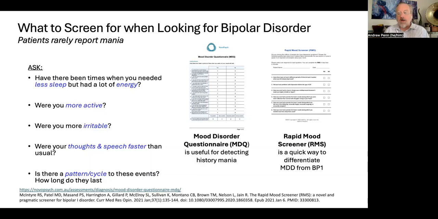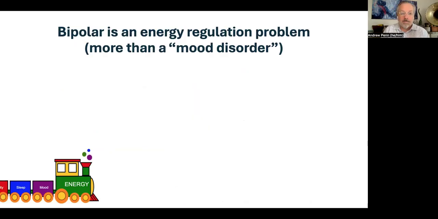There's a couple of different screeners that you can use. The MDQ is the classic, tends to lean towards picking up more pure mania. So it's less helpful for picking up these more subtle states of bipolar disorder. The rapid mood screener is a newer screener that is designed really to try and help differentiate major depression from bipolar 1 disorder. I recommend considering both of them.